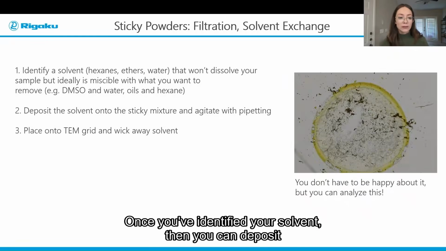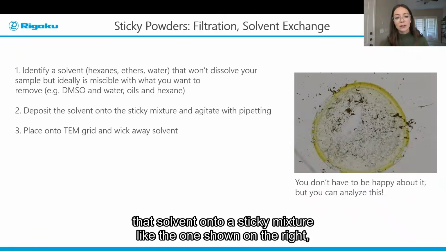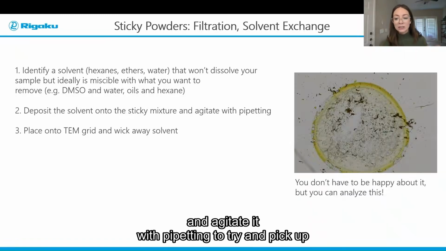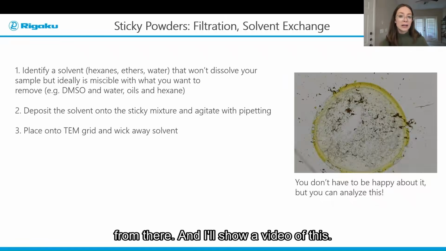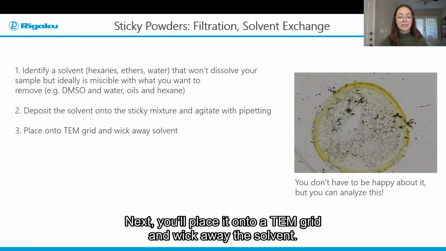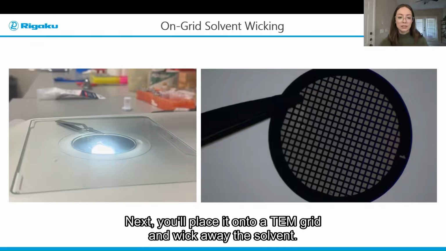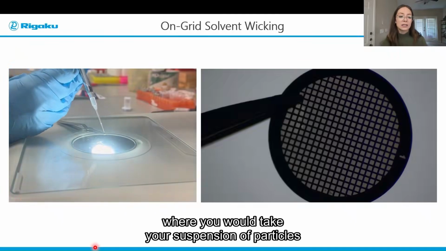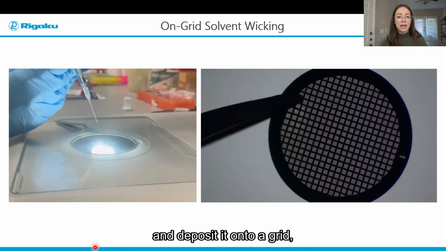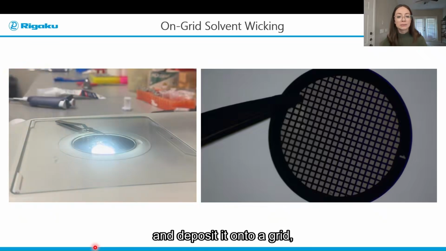Once you've identified your solvent, then you can deposit that solvent onto a sticky mixture like the one shown on the right, and agitate it with pipetting to try and pick up some of those particles and dissolve some of the oils. From there, and I'll show a video of this next, you'll place it onto a TEM grid and wick away the solvent. And so this is a video showing how that process works, where you would take your suspension of particles and deposit it onto a grid.